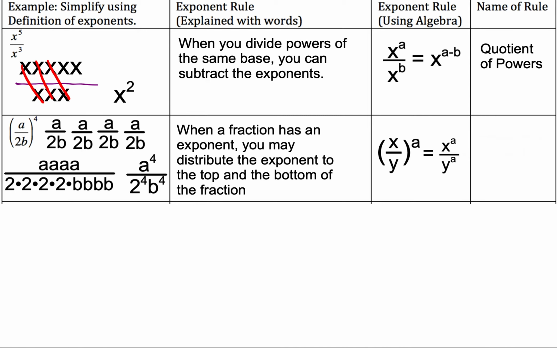Okay, the rule looks like this. If we have a fraction to an exponent, you just distribute the exponent to the top and the bottom. So this is kind of like the distributive property. In fact, it pretty much is. But it's power of a quotient. And again, that's distributive property of exponents over multiplication.